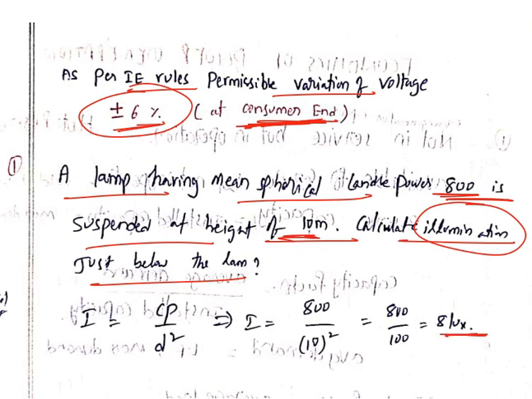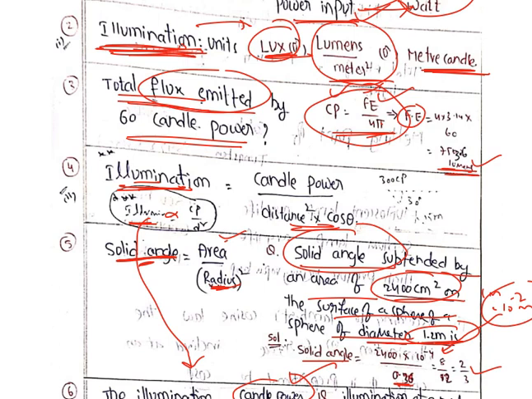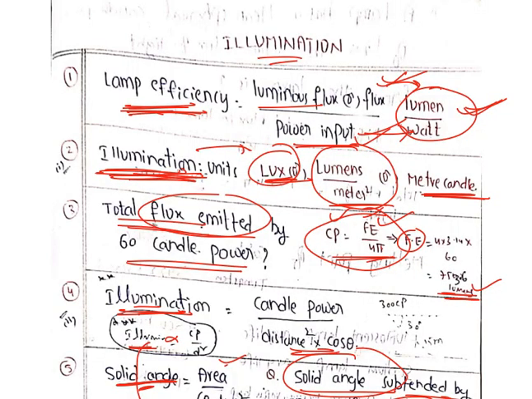So these are some of the repetitive models regarding illumination. Very, very important models, and most of the questions are taken from the previous questions. After this, multiple choice questions on this topic will be discussed.